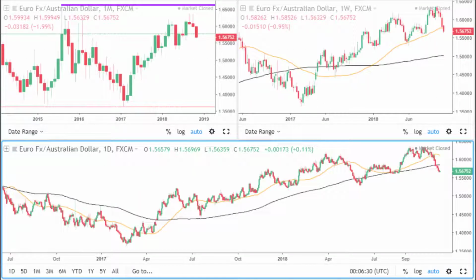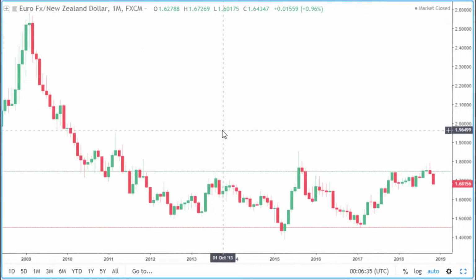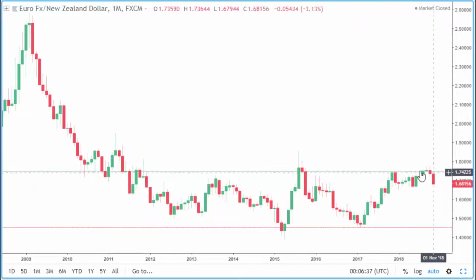Going to the next Forex pair, which is the Euro New Zealand dollar. On the monthly time frame, we can see price found a strong area of resistance at last year's high, which is this green line here. And so far this month we've seen a big bearish bar, and price may continue to move lower until it reaches this area of support in the form of last year's low.